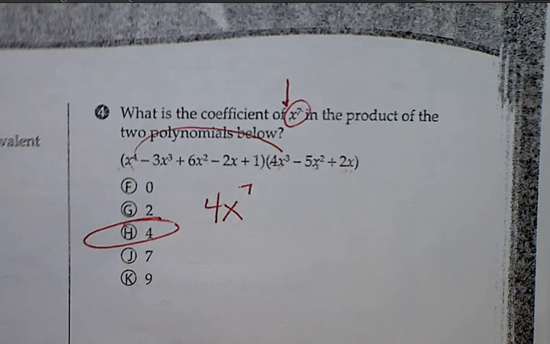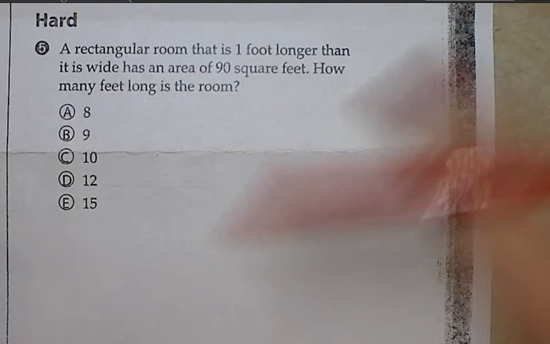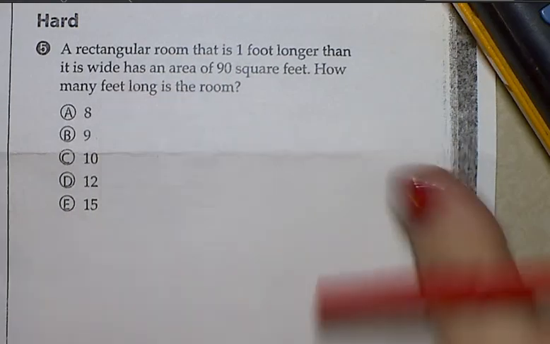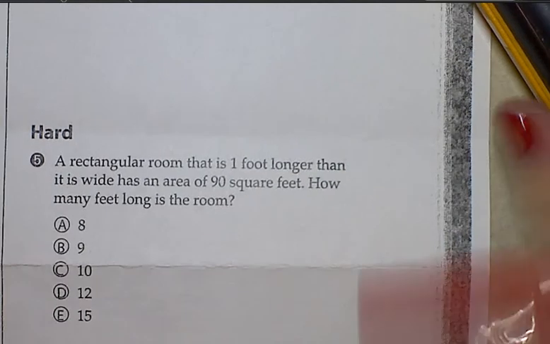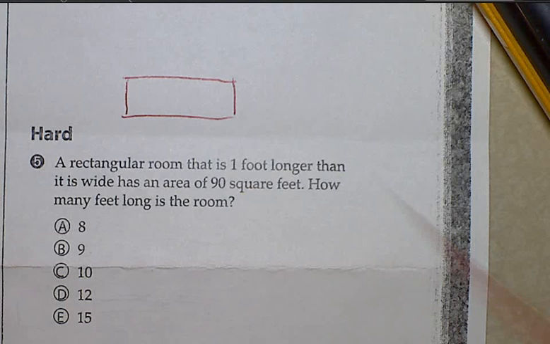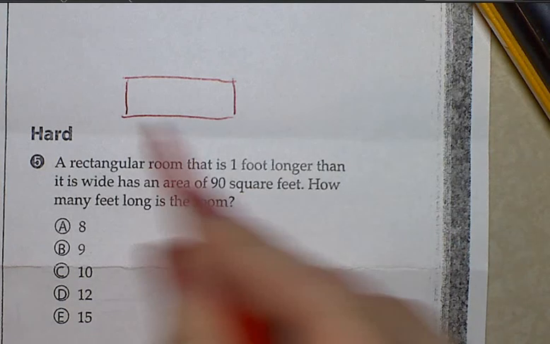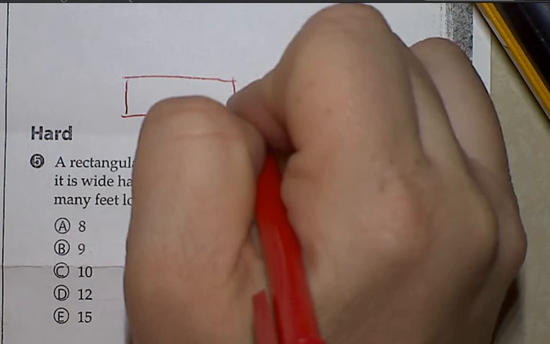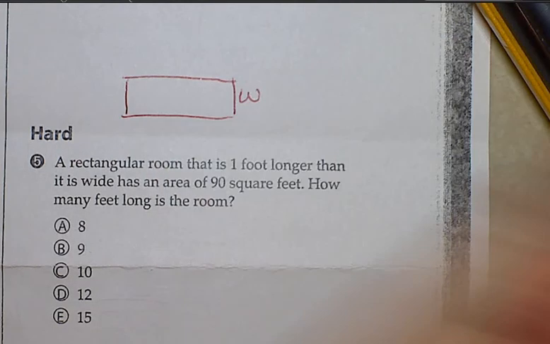I'm going to show you 2 ways to do number 5. I'm going to do my first work up above here. So we have a rectangular room, so I'm going to actually draw this. It says that the length is 1 foot longer than the width. So I'm going to say this is the width, and the length is 1 foot longer than that.